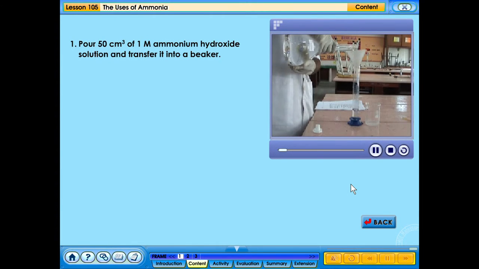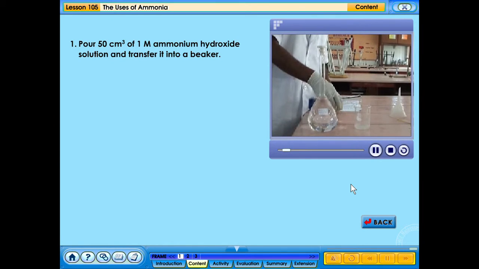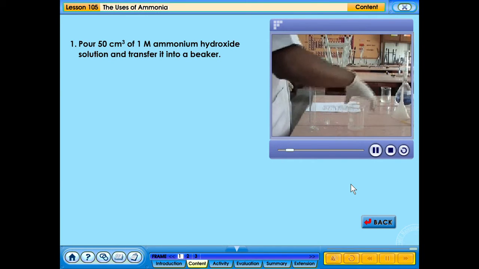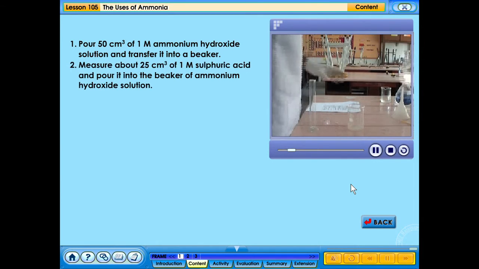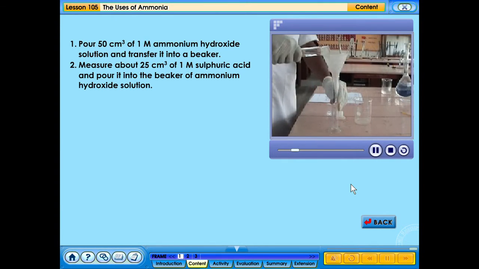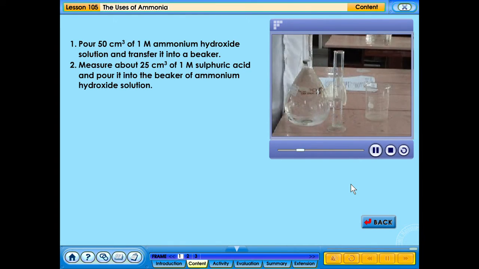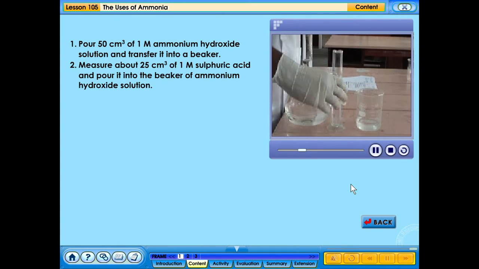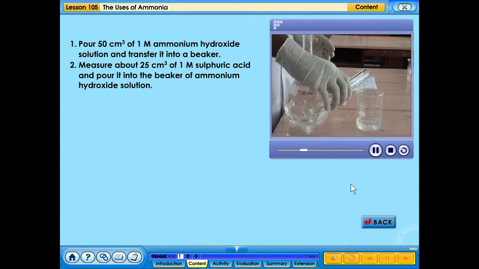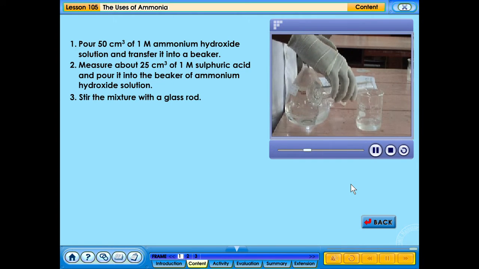1. Pour 50 cm³ of 1 molar ammonium hydroxide solution and transfer it into a beaker. 2. Measure about 25 cm³ of 1 molar sulfuric acid and pour it into the beaker of ammonium hydroxide solution. 3. Stir the mixture with a glass rod.